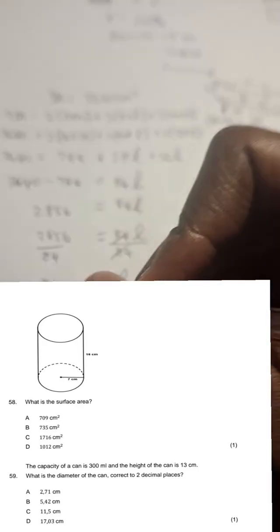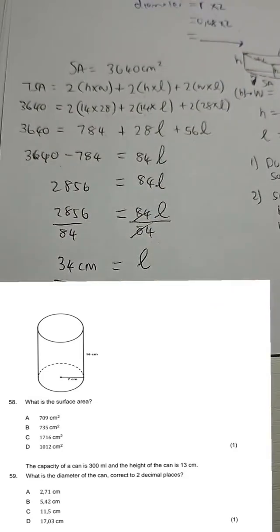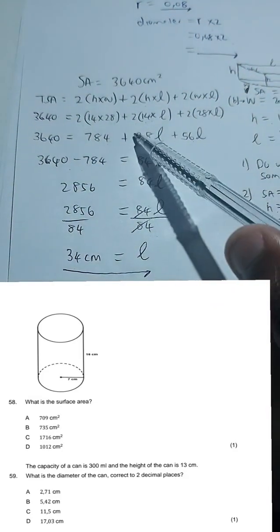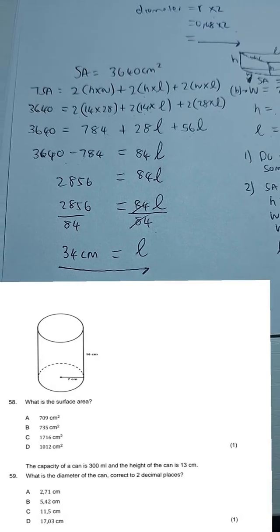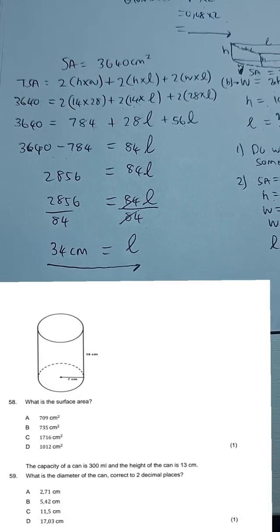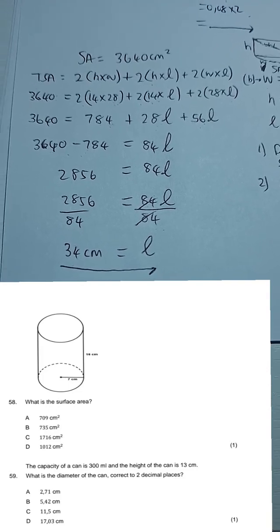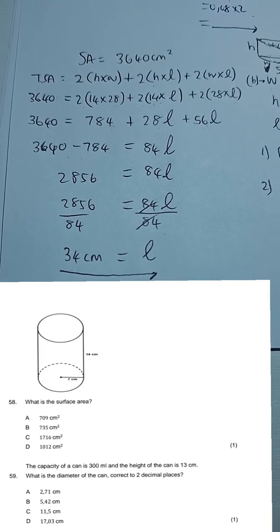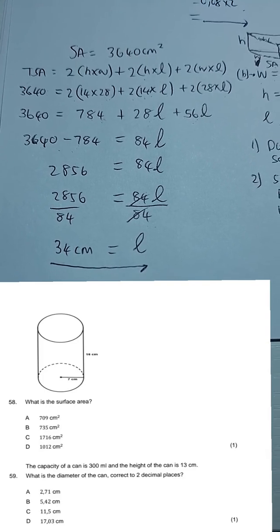We can now write 34 centimeters, because remember, guys, we had converted the units to be the same. Yes, this is grade 9. So the answer is 34 centimeters. That is the length of the rectangular prism.